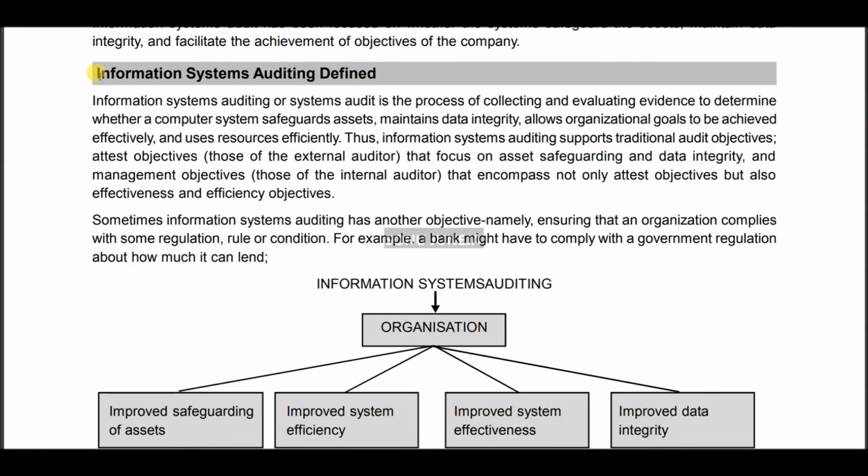The next is information auditing, defined. Information system auditing or system audit is the process of collecting and evaluating evidence to determine whether the computer system safeguards the assets, maintains data integrity, allows the organizational goals to be achieved effectively, and uses resources efficiently. Thus the information system audit supports traditional audit objectives.